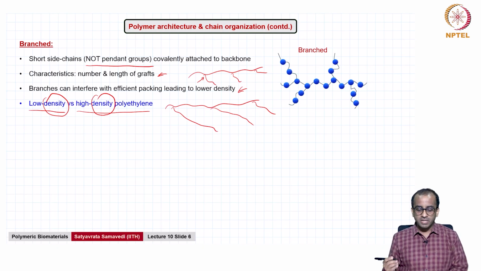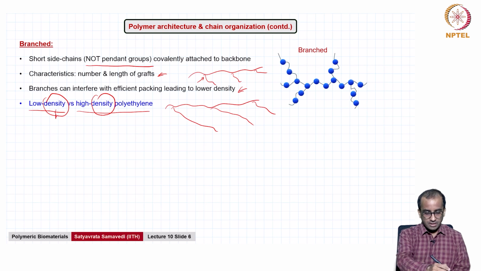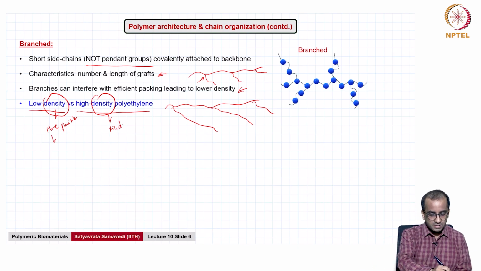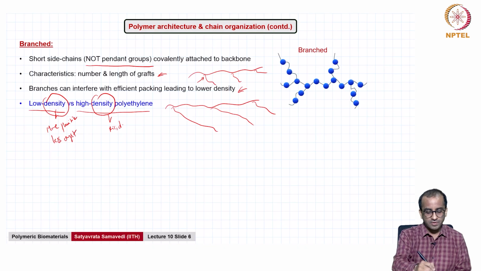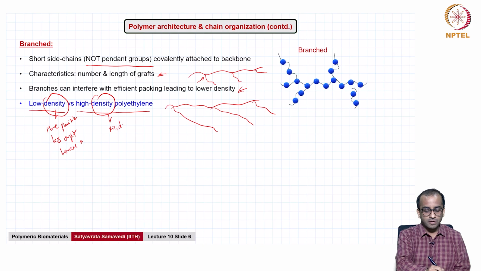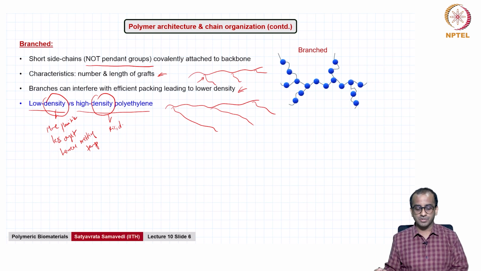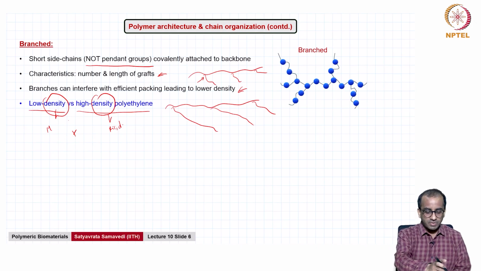In terms of mechanical properties also, this one is more flexible. This is rigid, and this is less crystalline as compared to high density polyethylene, and also has a lower melting temperature. All of these properties can ultimately be linked to the presence of these branches. So, those are branched polymers.